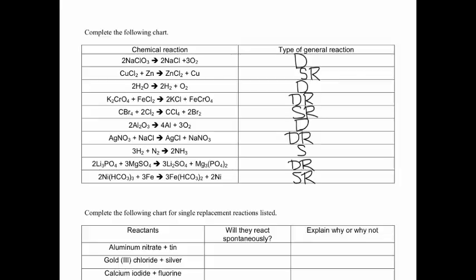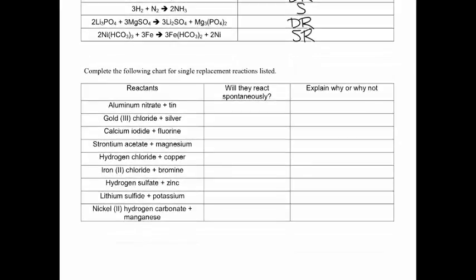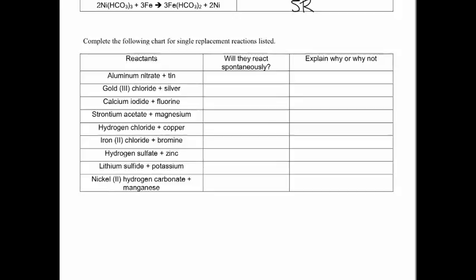Great. Hopefully now you can identify reaction types given the reaction. You may at some point be expected to come up with the products of double replacement reactions, but for now, let's go ahead and use Table J to predict if these different reactions will occur spontaneously. So let's get Table J out.